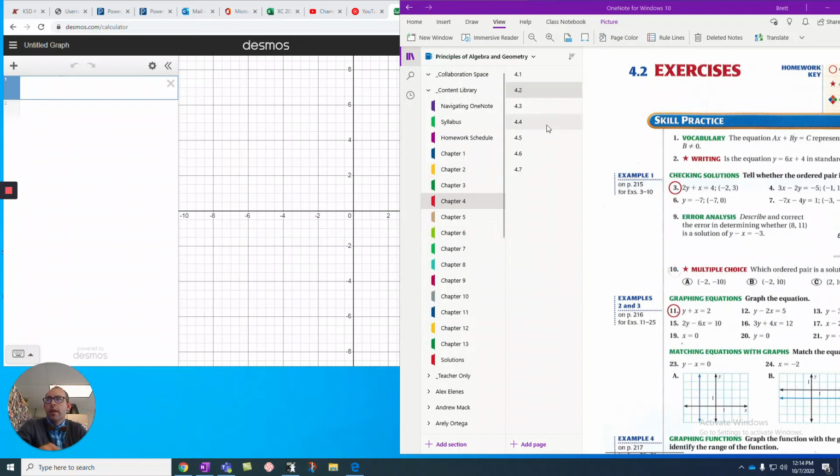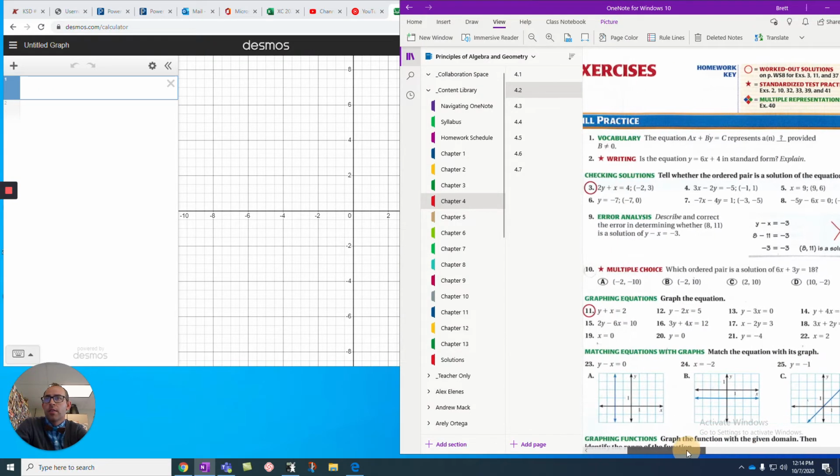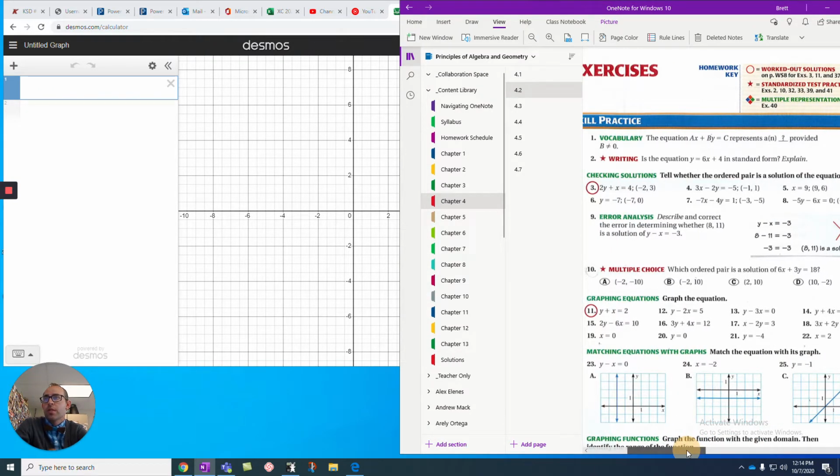Hey guys, this is some quick notes and support for how to work your way through 4.2 today. So it's Friday, it's a remote day, and we just need to make sure that we're able to get the right information and understand how to apply using calculators and technology to help us graph and produce graphs of our functions. So when we look at questions 3 through 8, we're given an equation and a point.